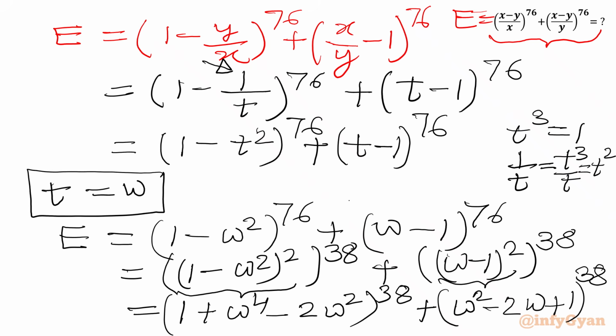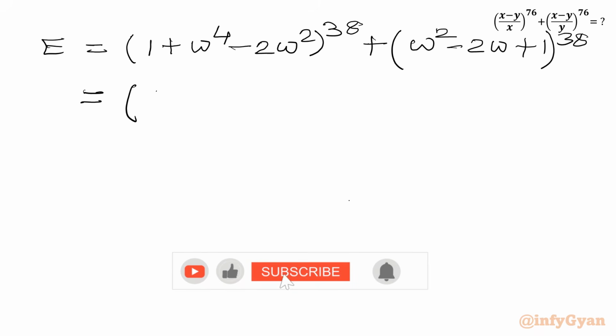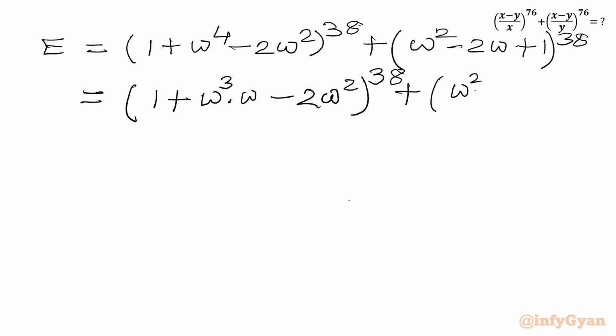Now we will use properties of omega. Let me write the expression over here, which will be equal to (1 + ω⁴) can be written as (ω³ · ω − 2ω²) whole power 38, plus we will club ω² with 1. Then we can write (−2ω) whole power 38.